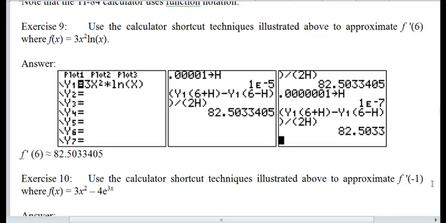So let's try another one. Use the calculator shortcut techniques to approximate f prime at -1, for f of x equals 3x squared minus 4e to the power 3x. Again, you do it, come back and check it.